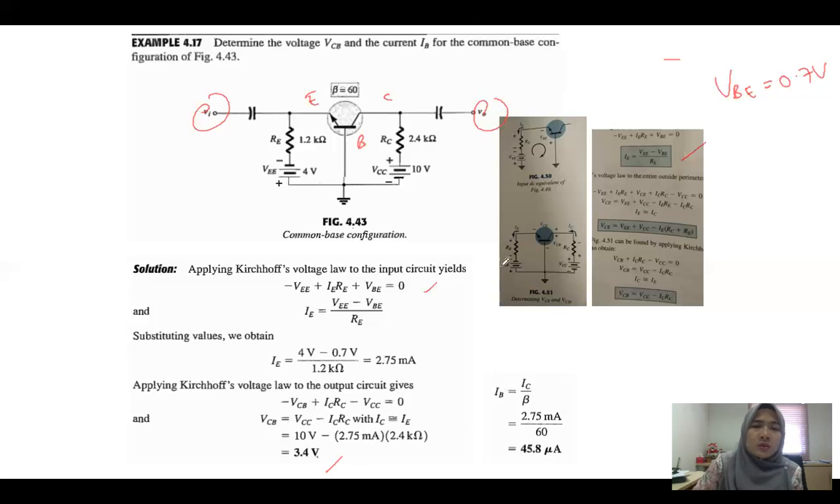And the last one, you want to calculate the base current, so use this formula. IB equals IC over beta, you will get 45.8 microampere.